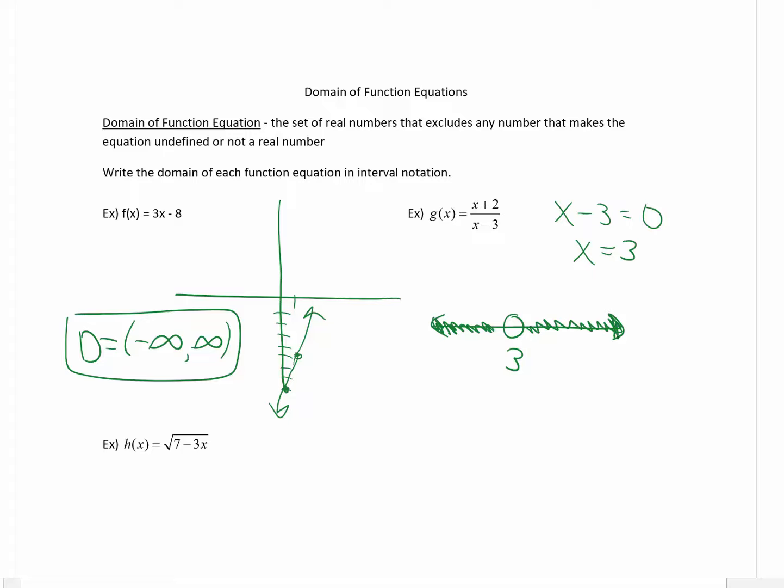So now let's write the domain in what's shaded on the number line. Well, we start from negative infinity to 3, or it can be from 3 to infinity. Because it can be in one or the other and not necessarily both, there'll be a union here.